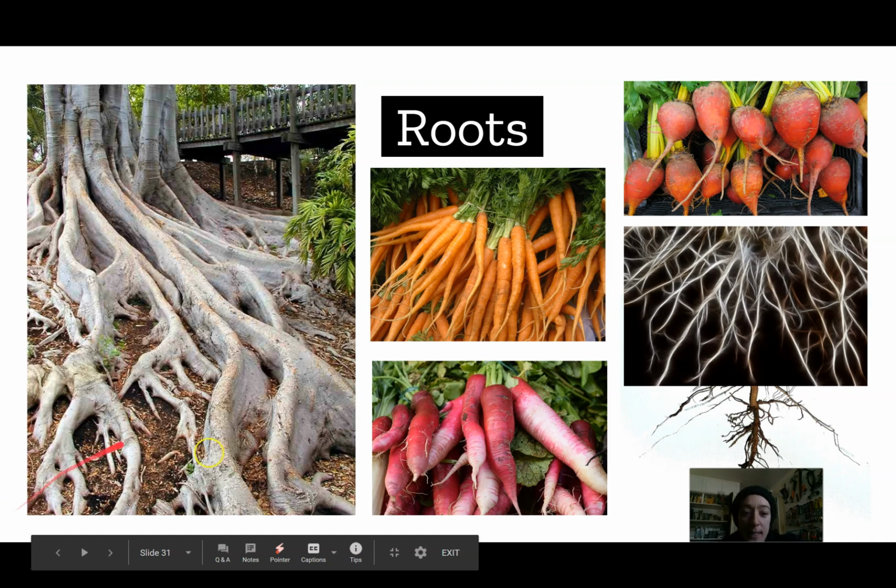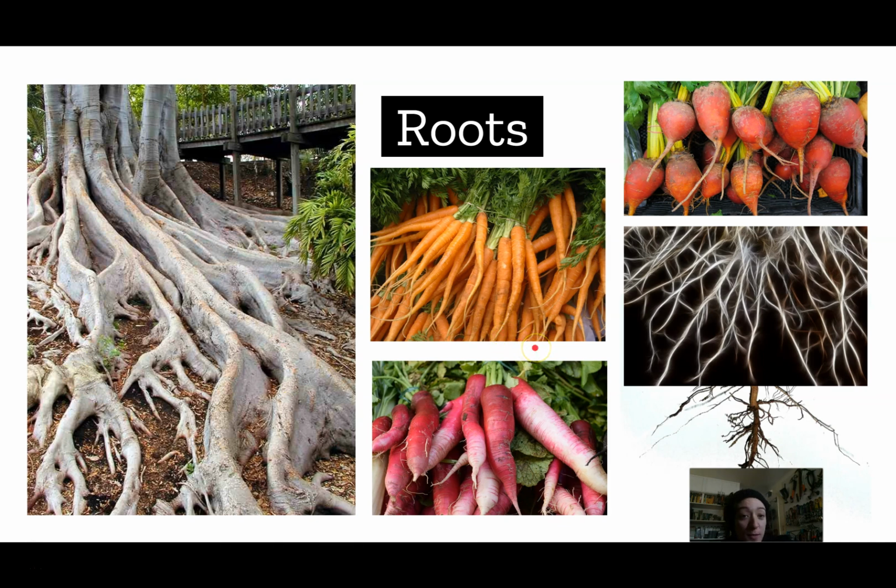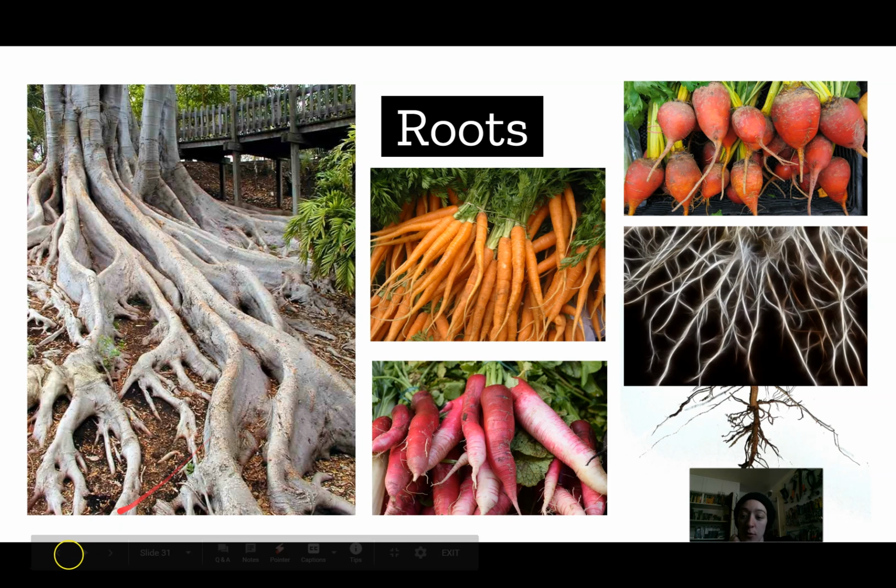So you can see I've included pictures of tree roots, but also pictures of some root vegetables. So carrots, beets, turnips. These are actually roots also. These vegetables are the actual roots of the plants that are getting nice and thick and juicy and full of nutrients. And then we pull them up and we eat them. Okay, so these are roots.